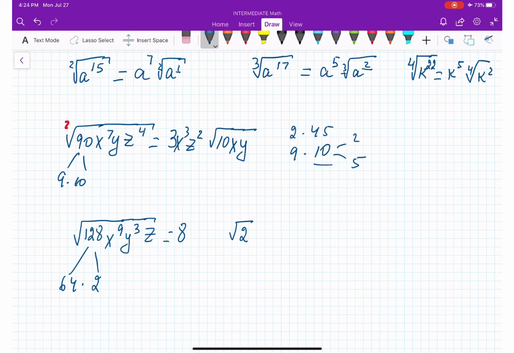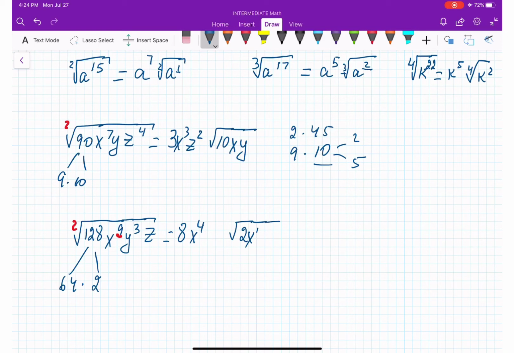x to the power 9. 9 divided by 2 is going to be 4, right? x to the power 4 and 1 remainder. So this remainder stays underneath. It's degree 1.